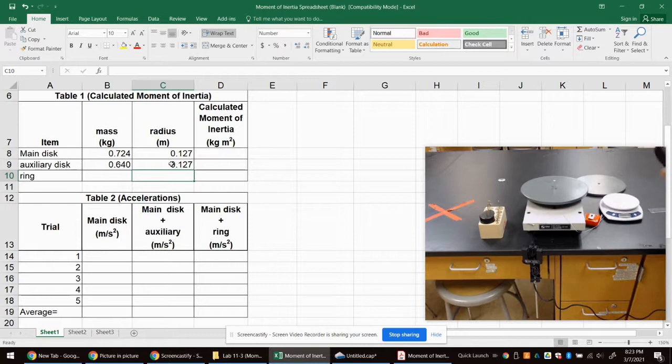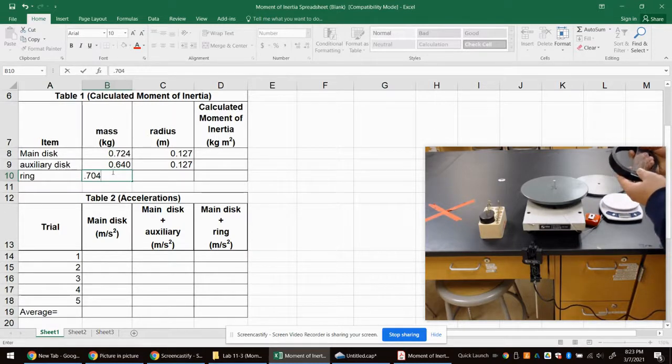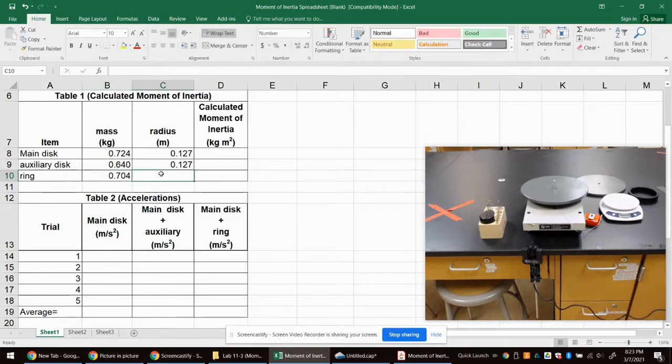And then we have the ring. And the ring has a mass of 704 grams. And it has a diameter, when we measure across, make sure I'm measuring in centimeters, not inches, about 12.7 centimeters, so 0.127, and we want to divide that by 2.